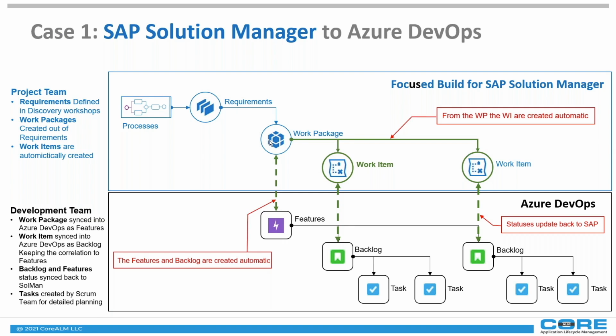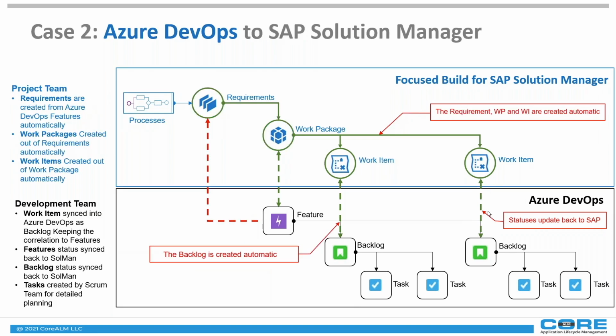If you are creating requirements and work packages in Focus Build, you can trigger automatically to create feature and backlog items within Azure DevOps. And the statuses are updated bidirectionally as you're updating them.